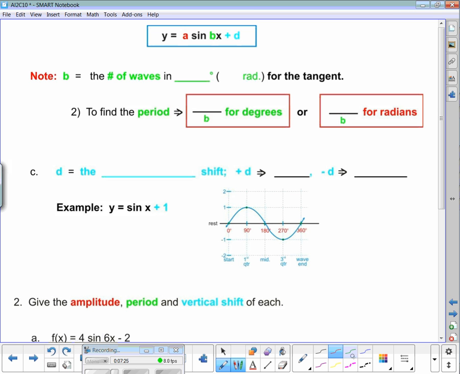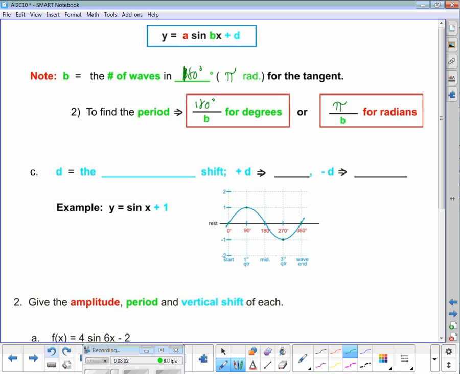Okay, so again, what is B? The number of waves in every 360 degrees. I'm sorry, doing the tangent now. So let me back up here. In the tangent, it's the number of waves in 180 degrees, or every pi radians. The tangent, as I said yesterday, is a little different. So if you were asked to find the tangent period, you've got to go 180 divided by B, or you've got to go pi divided by B.